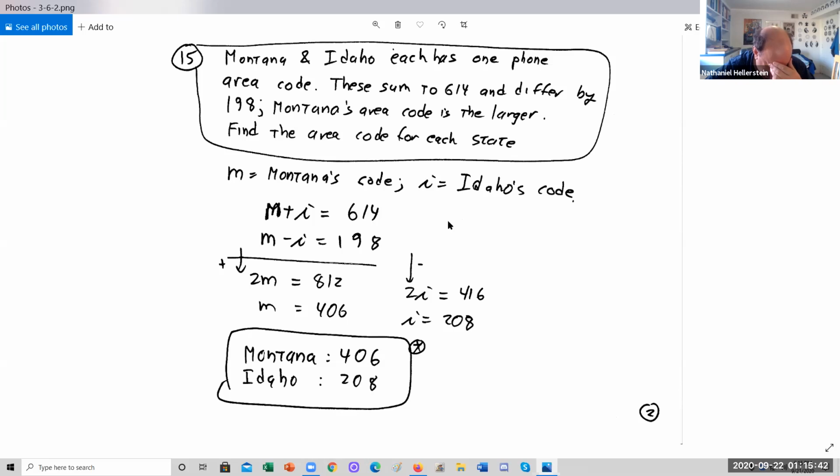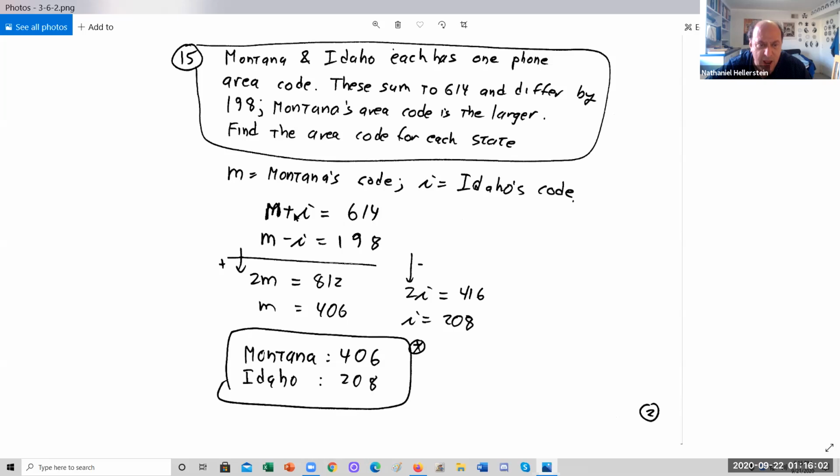Okay, now this is a system we can solve quite easily by combining. If we add the equations, the M's add up to 2M, I minus I cancels, and 614 plus 198 is 812. 2M is 812, divide both sides by 2, M is 406.